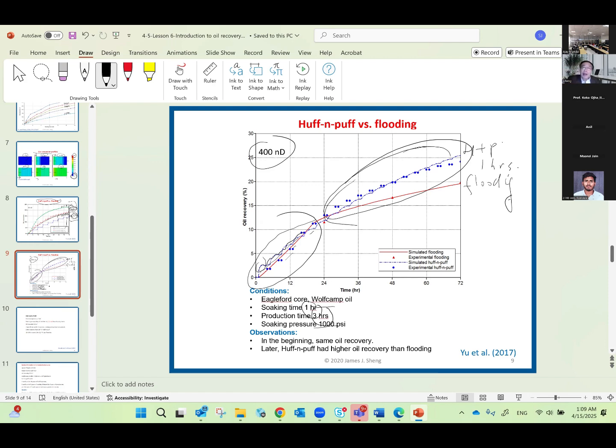But at later time, for gas flooding, gas breaks through the production well. So then you hardly produce oil. But with Huff-n-Puff, you could still produce oil. That's why, comparing the two methods, late oil production will come from Huff-n-Puff.